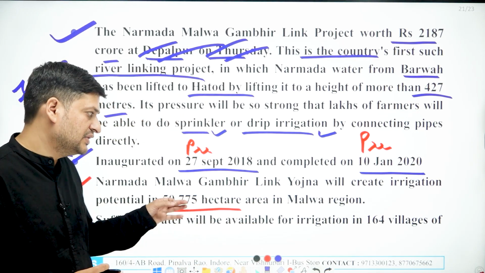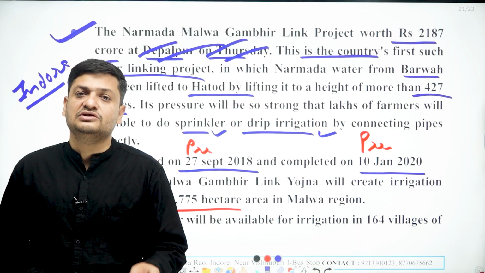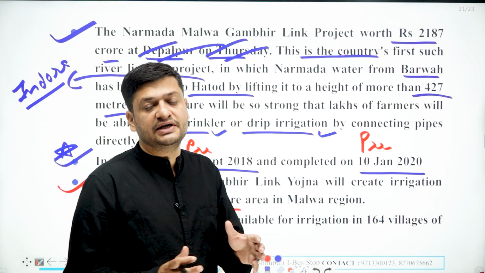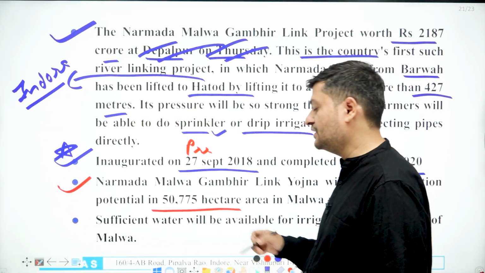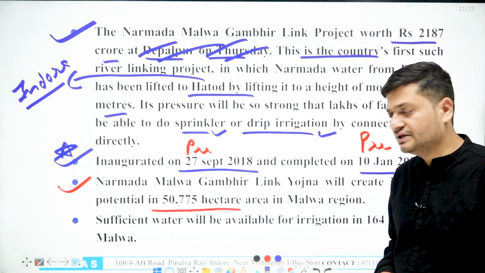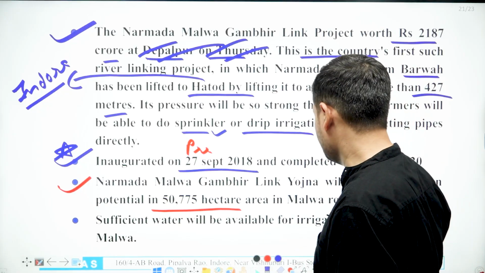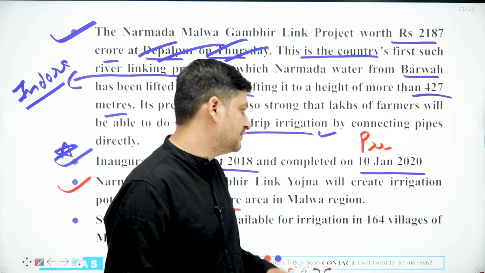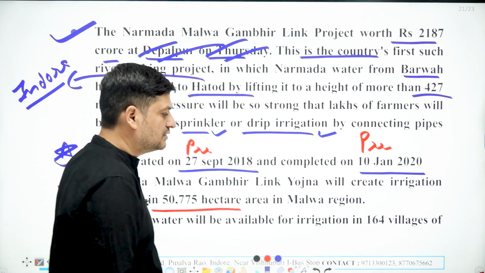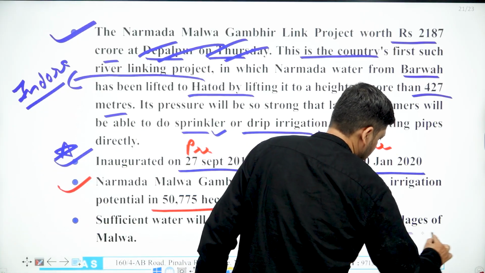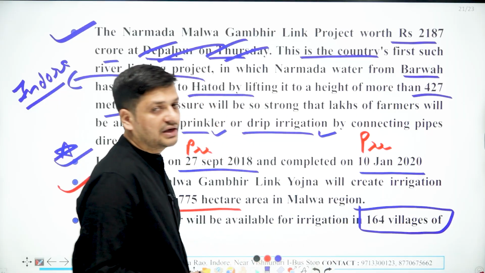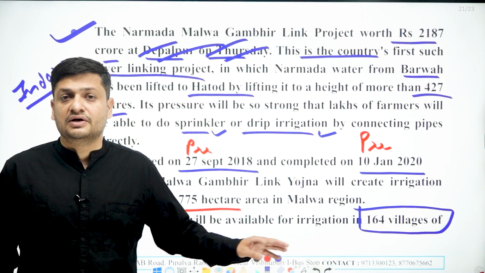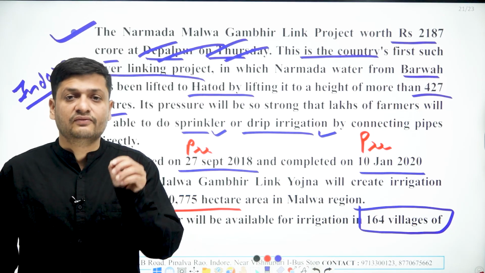So it is 50,775 hectares of land which is irrigated in the region of Malwa. This is the area of the land which is irrigated in the region of Malwa, and it is providing sufficient water for the irrigation of around 164 villages.